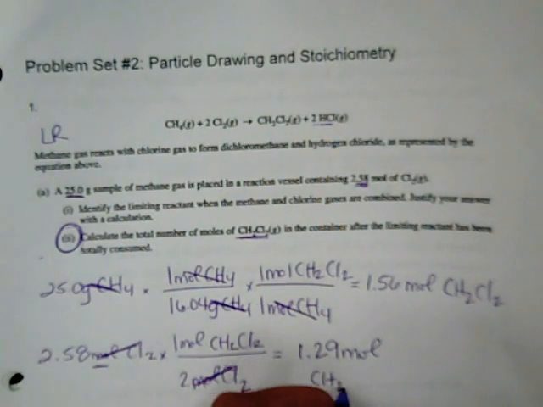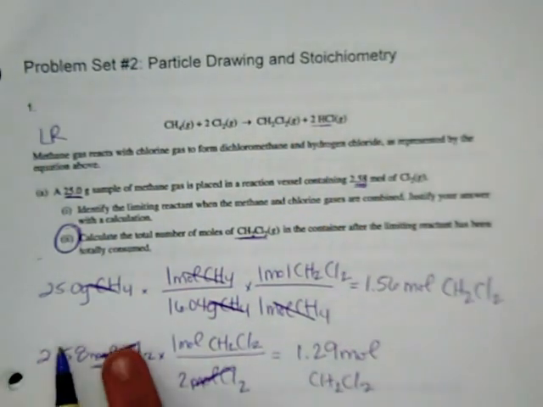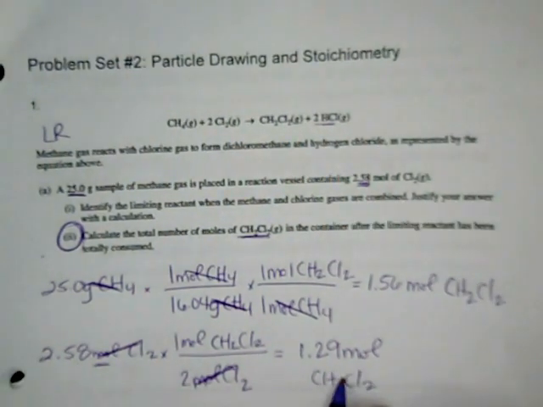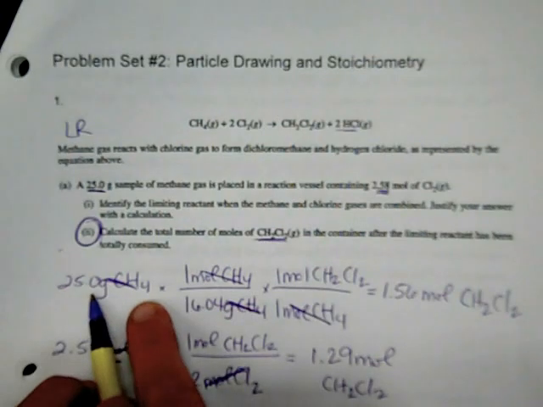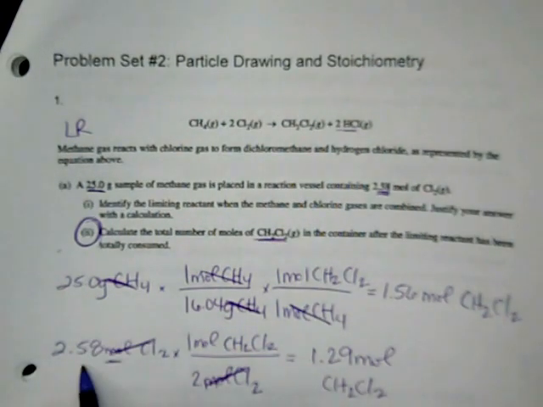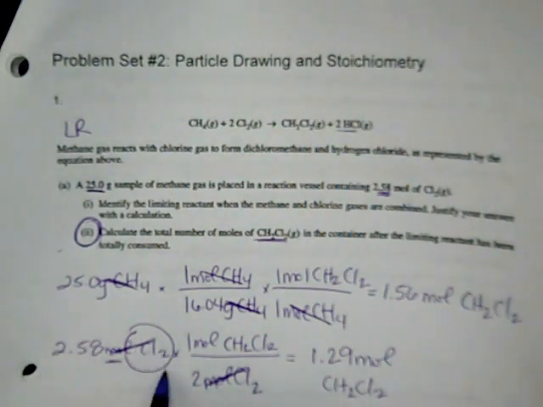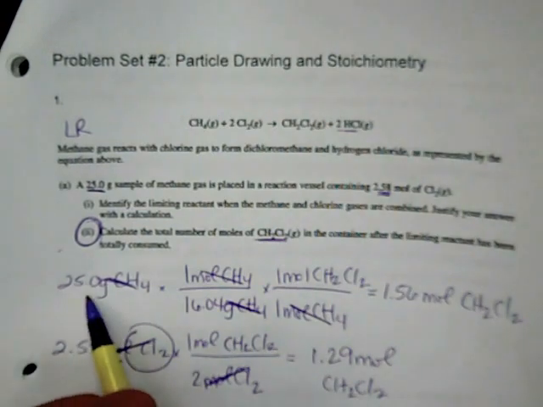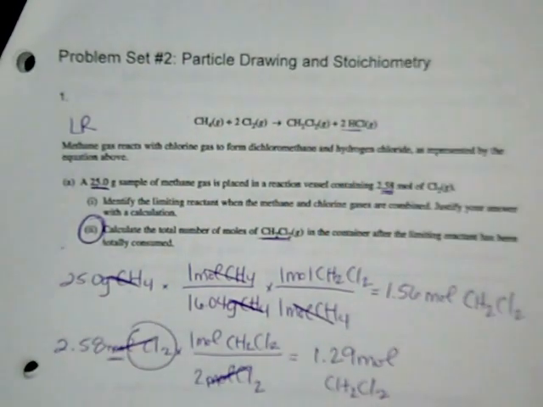So because my chlorine will produce fewer moles than my methane, this is my limiting reactant. Chlorine is my limiting reactant. Once I have used up all these moles of chlorine, I cannot make any more dichloromethane. So this guy's going to be my excess reactant.